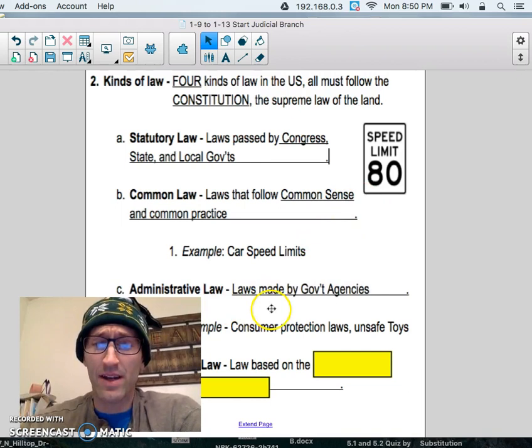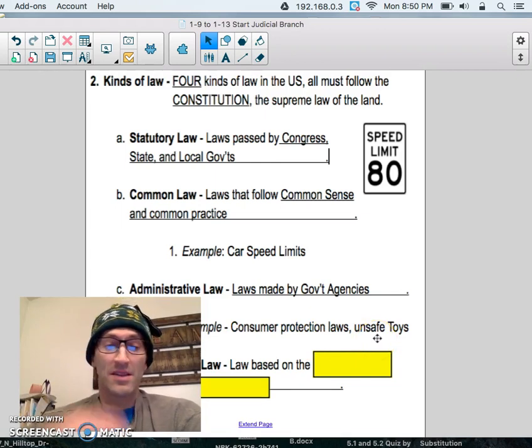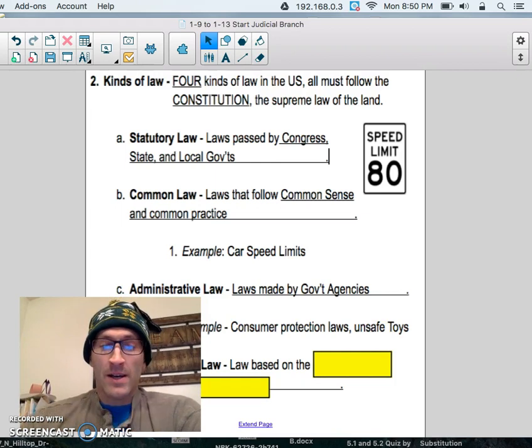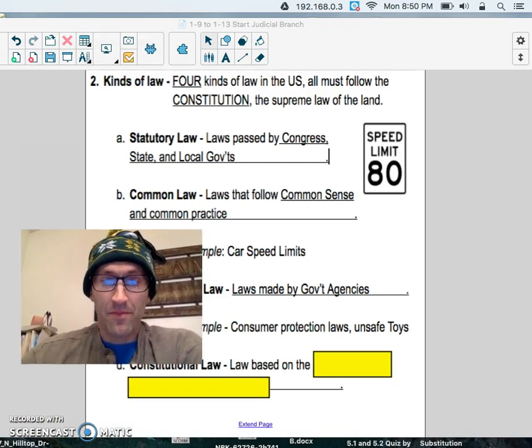Administrative law. These are laws made by government agencies. For example, consumer protection laws such as unsafe toys. An unsafe toy is immediately recalled and pulled off the shelf right away. Can't think of any of those right now at the moment, but there have definitely been those.